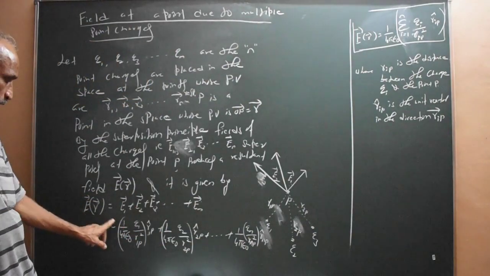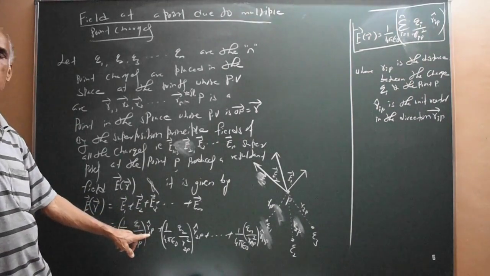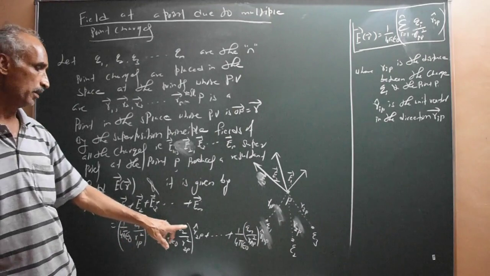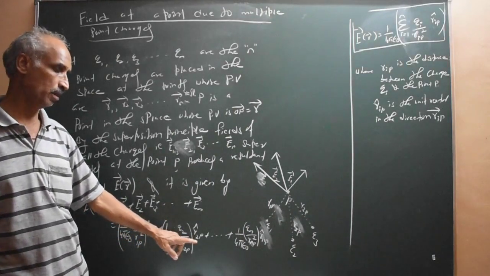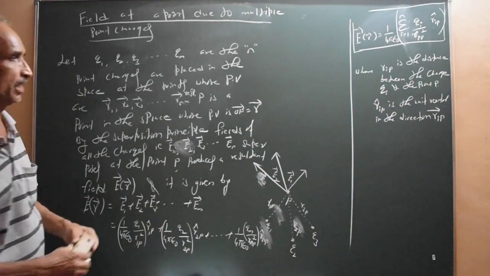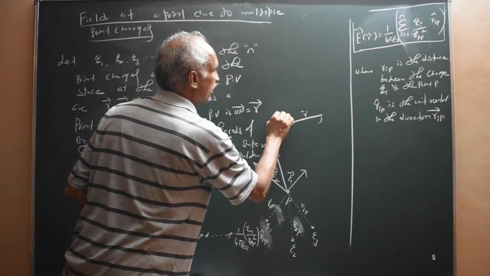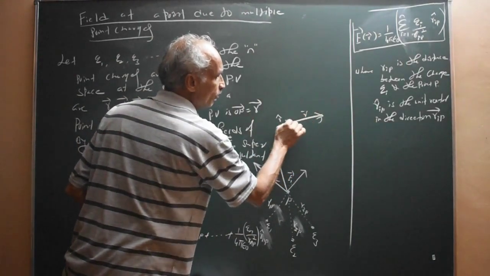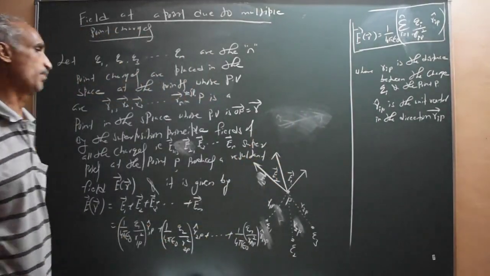So actually this E1 bar is in the direction of R1P bar. E2 bar is in the direction of R2P cap. R2P bar and R2P cap are both in the same direction. This is the vector R bar, and its unit vector is R cap. Both are in the same direction. Understood? This is the superposition principle.